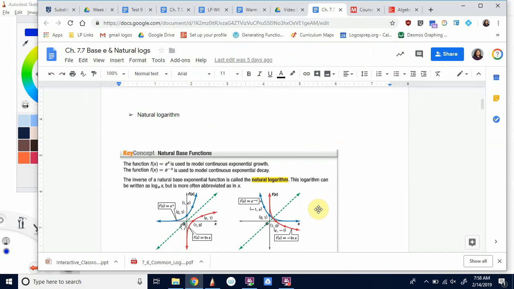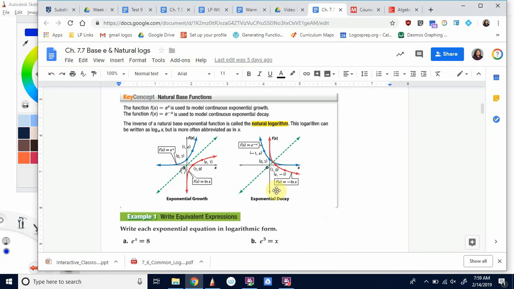All right, look at the key concept box. It says the function f of x equals e to the x is used to model continuous, this is important, continuous exponential growth. And the function f of x equals e to the negative x is used to model continuous exponential decay. So here are the graphs. You see the two blues are the natural base exponential functions.